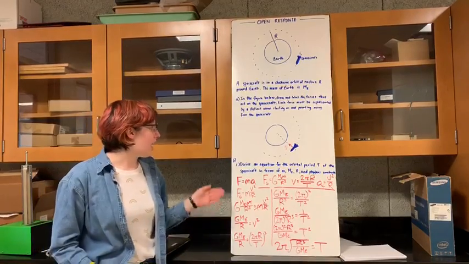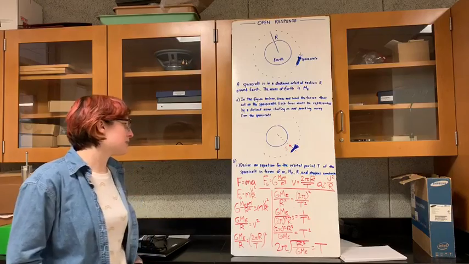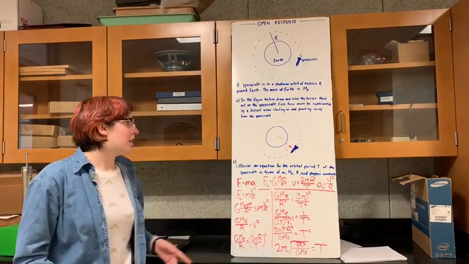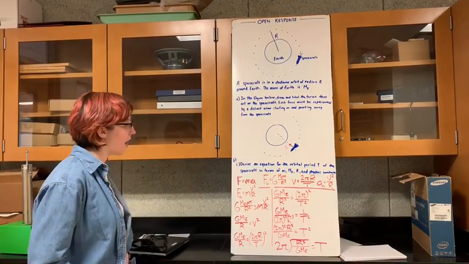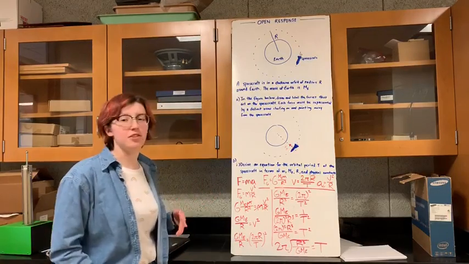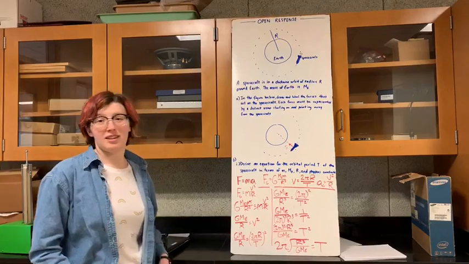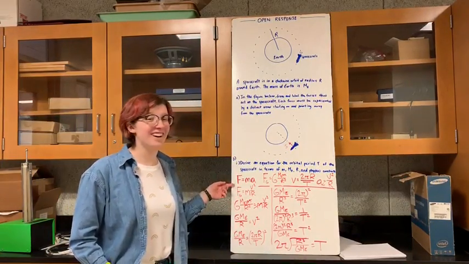And then here, derive an equation for the orbital period T of the spacecraft in terms of the mass of the spacecraft, the mass of Earth, the radius, and physical constants. So here I started with a few equations. F equals ma, that's just Newton's second law.